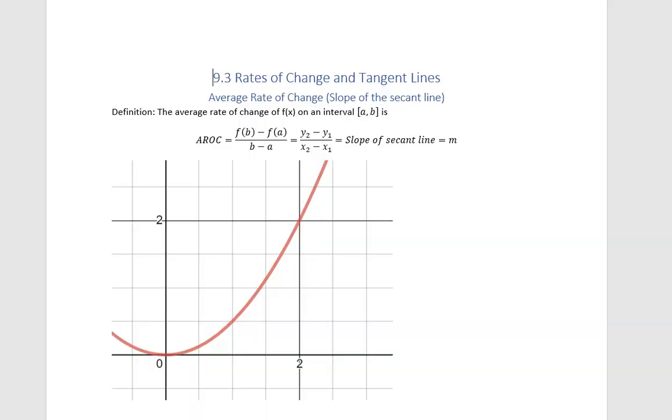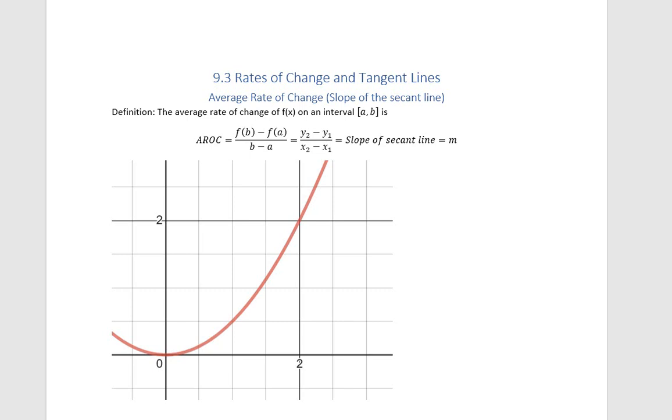Hey, so today we're going to be talking about section 9.3, which is talking about rates of change and tangent lines. So first, if we're looking at the average rate of change for a function, and we're looking at an interval between a and b, then the average rate of change is going to be f of b minus f of a divided by b minus a. Another way of thinking of that is that's going to be the change in the y's divided by the change in the x's. That's going to give us the slope of the secant line, which is m.